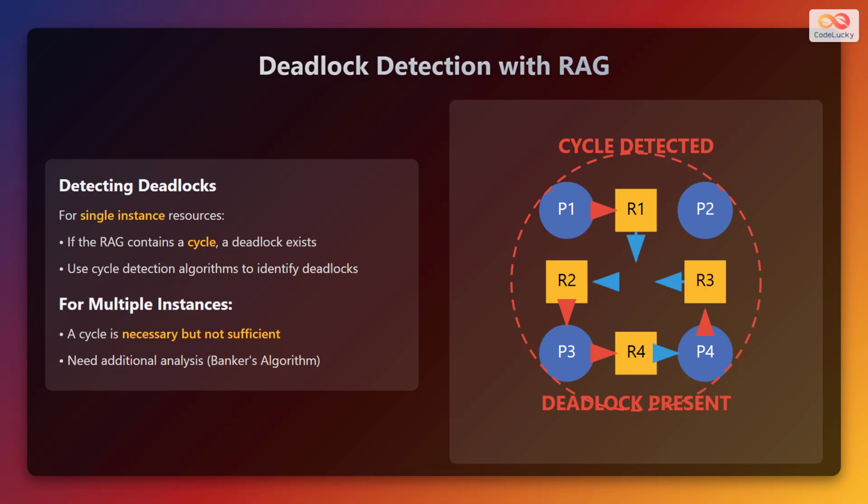In the diagram, there is a cycle involving processes and resources. The cycle is highlighted with a dashed red line, indicating a deadlock is present. The words cycle detected and deadlock present are written in red on the figure to further emphasize that fact.